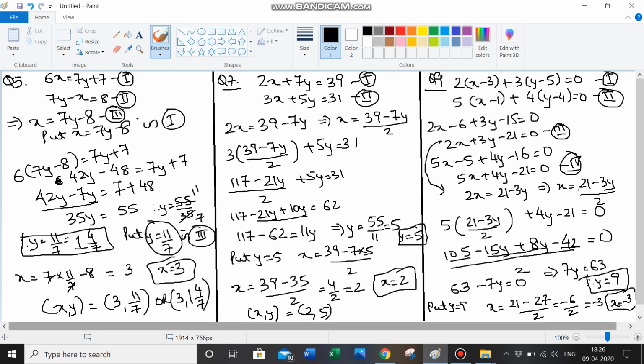And now I will write my answer in the set form. x, y is equal to negative 3 comma 9.